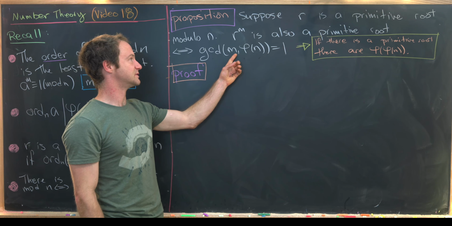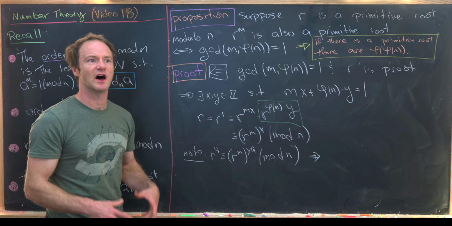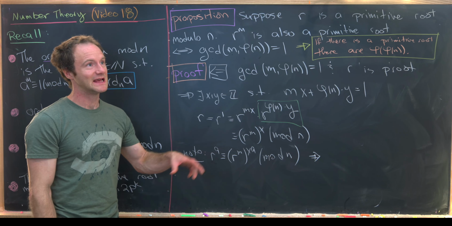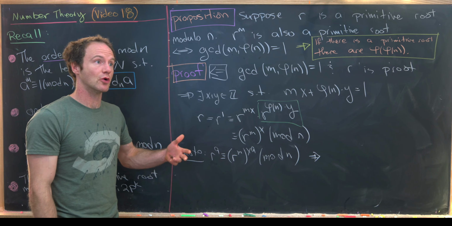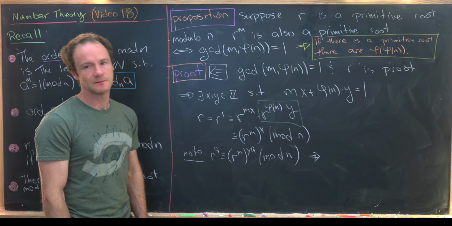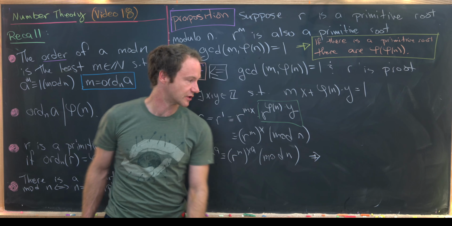In other words, since all residues mod n can be achieved by a power of r, that's part of being a primitive root, then all residues mod n can be achieved as a power of r to the m. That's given by this congruence. Well, that's exactly what it takes for r to the m to be a primitive root. That's kind of the other definition of a primitive root, that you achieve all of the residues mod n by going through the exponents of r. That's equivalent to this definition, which is over here.